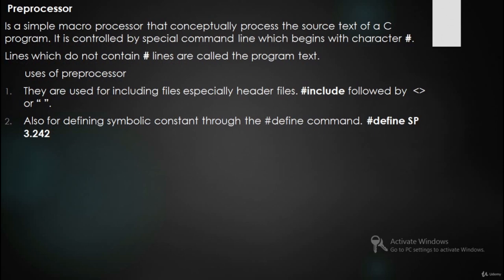Now, what is a preprocessor? A preprocessor is a simple macro processor that conceptually processes the source text of a C program. It is controlled by a special command line which begins with the character hash. Also, a preprocessor is a keyword or statement which informs the compiler to make additional changes or modification in a program. It begins with the hash symbol.